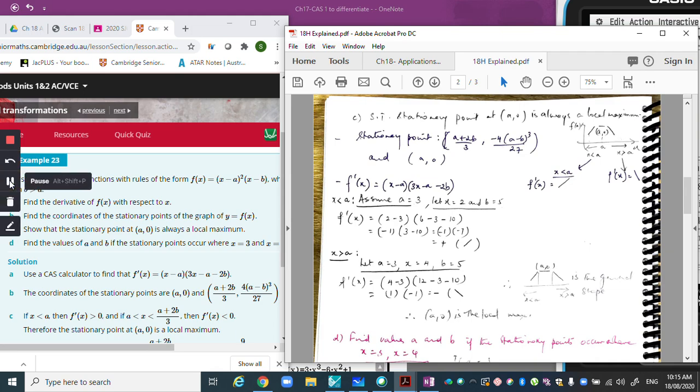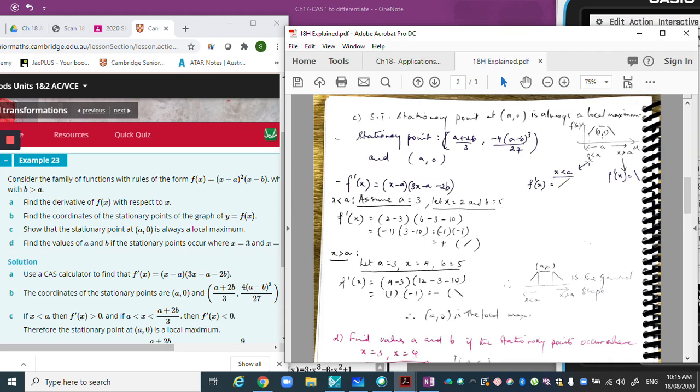So now we have two stationary points, this one and that one. And they're saying show that this one is a local maximum. Now we know f dash of x is equal to (x minus a)(3x minus a minus 2b). Now we have to consider values less than a and greater than a.